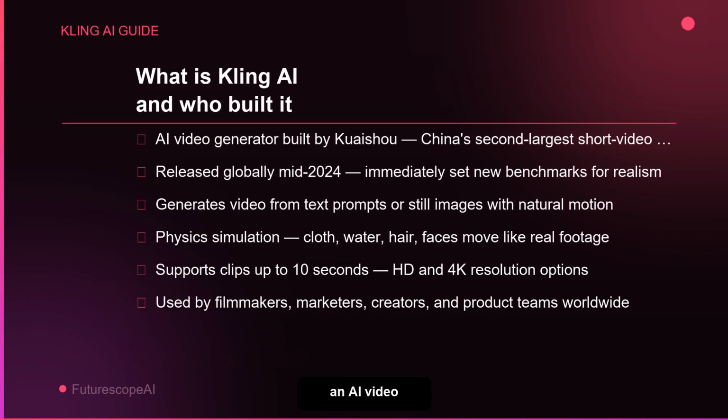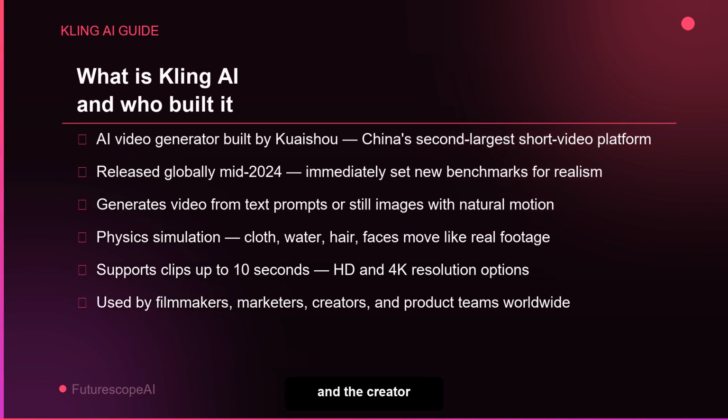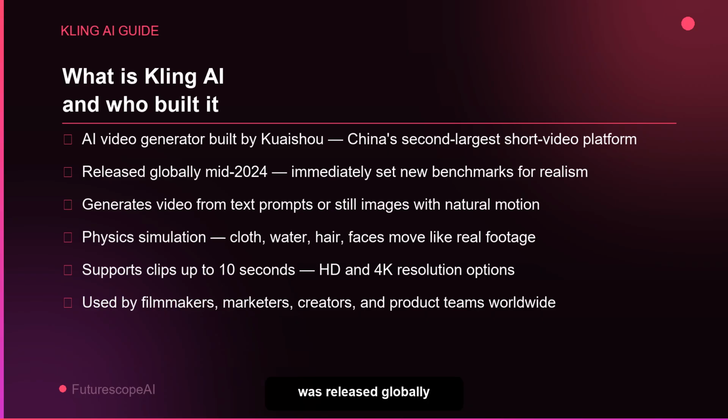Kling AI is an AI video generation platform built by Kuaishou, one of China's largest technology companies and the creator of the Kuaishou short video platform. Kling was released globally in mid-2024 and immediately generated significant attention for the quality and realism of its output. The core capability is text-to-video and image-to-video generation. You describe a scene or provide a still image, and Kling generates a video clip with natural motion, lighting, and camera movement. What sets Kling apart from earlier AI video tools is its physics simulation. Cloth, water, hair, and faces move in ways that look genuinely captured rather than generated. Clips go up to 10 seconds at HD or 4K resolution.